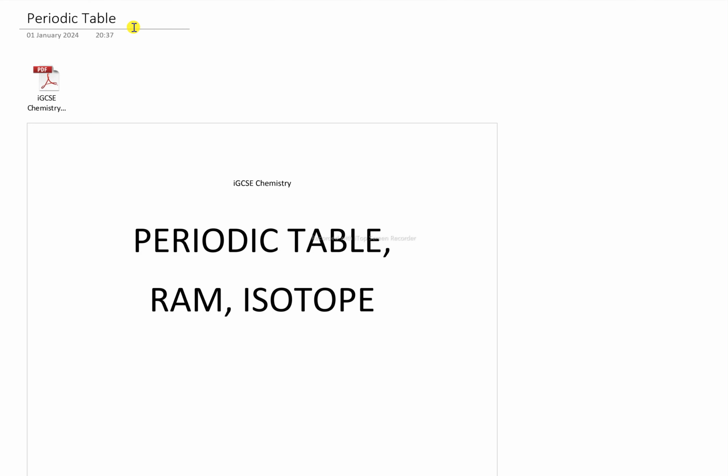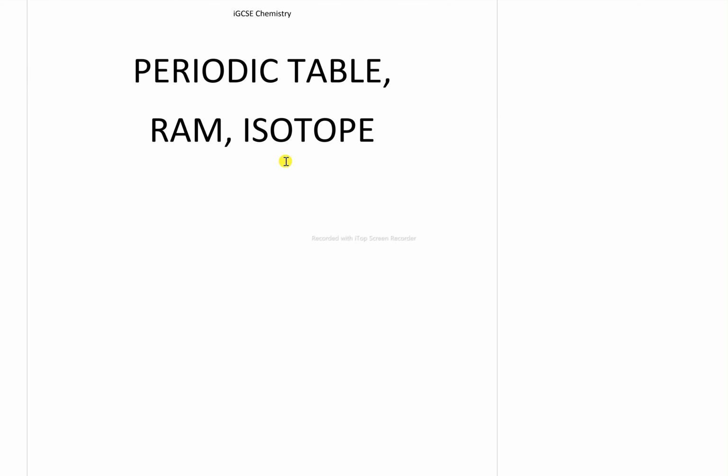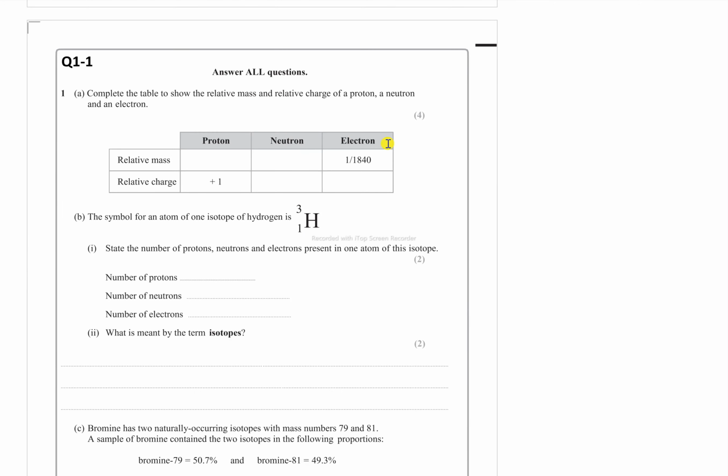Right, we're starting this topic paper, periodic table. And we'll add to it as we go along. Right. Complete the table to show the relative mass and relative charge on a proton, neutron, electron.